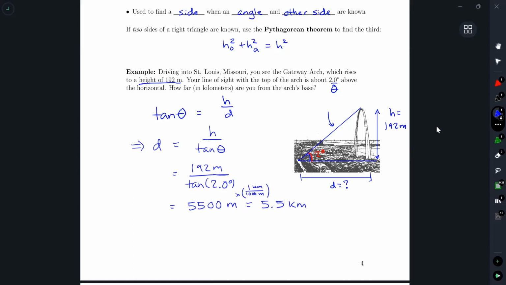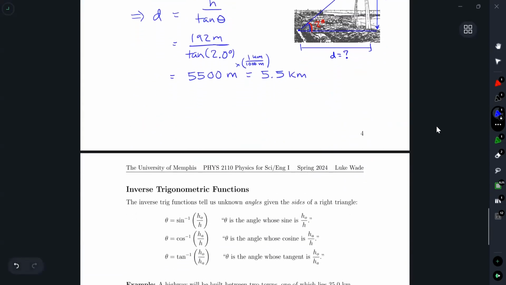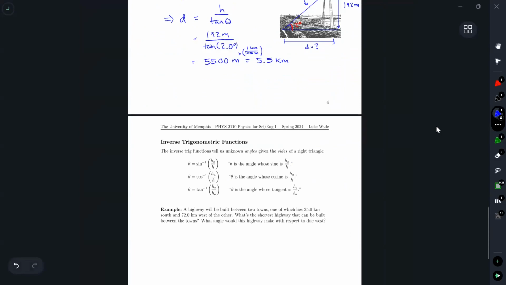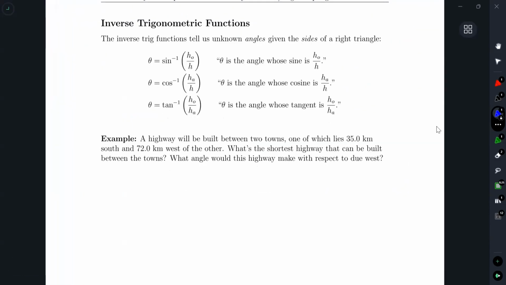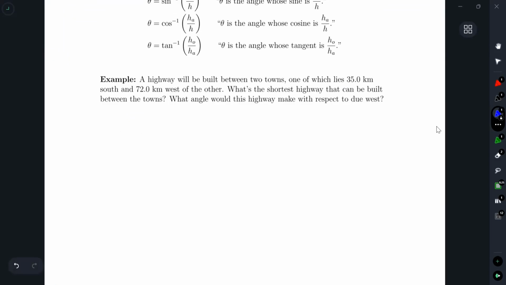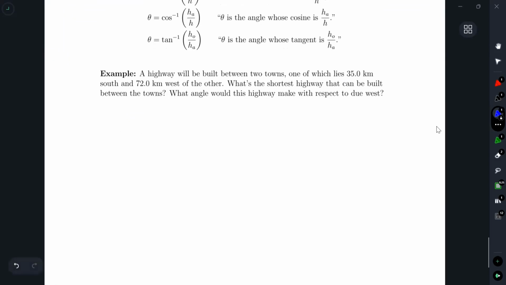Okay, so hopefully not too terrible. You don't need to know cosecant, cotangent, and secant ever, so don't worry about those. Just sine, cosine, and tangent. But those are very, very, very important. Inverse trig is just saying, okay, I have my side lengths. I want to know my angle. All right, so this one we'll just go through together.